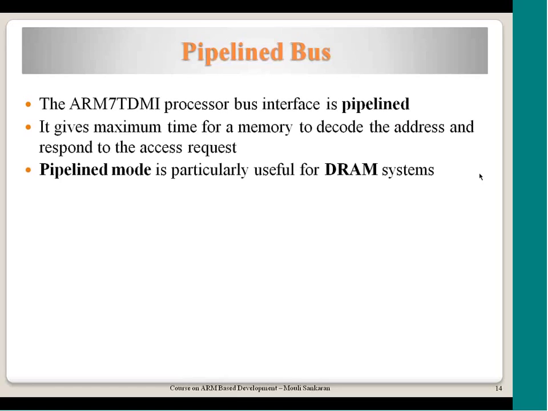This kind of pipeline mode is particularly useful for DRAM, because DRAM has row and column addresses, and it has to resolve a particular cell in the DRAM memory and then get out the value. So it takes some time for decoding the address and then putting the data out on the data bus. In the pipeline mode, the advantage is that the address is given ahead of the memory cycle, one cycle before, so that the decoding can proceed on the memory side and it can be ready with the data when the processor reads it.